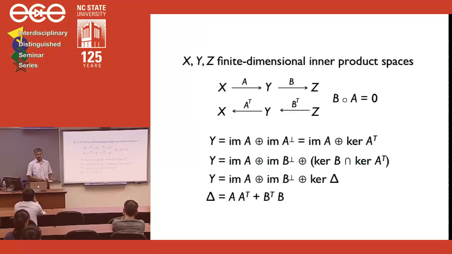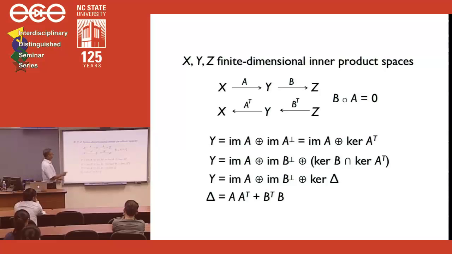So basically all it uses is the idea of the four fundamental subspaces that Gilbert Strang has popularized: if you have a matrix, then the orthogonal complement of the image of A is the kernel of A transpose. The orthogonal complement of the kernel of A transpose is the image of A. So this idea is used over and over again.